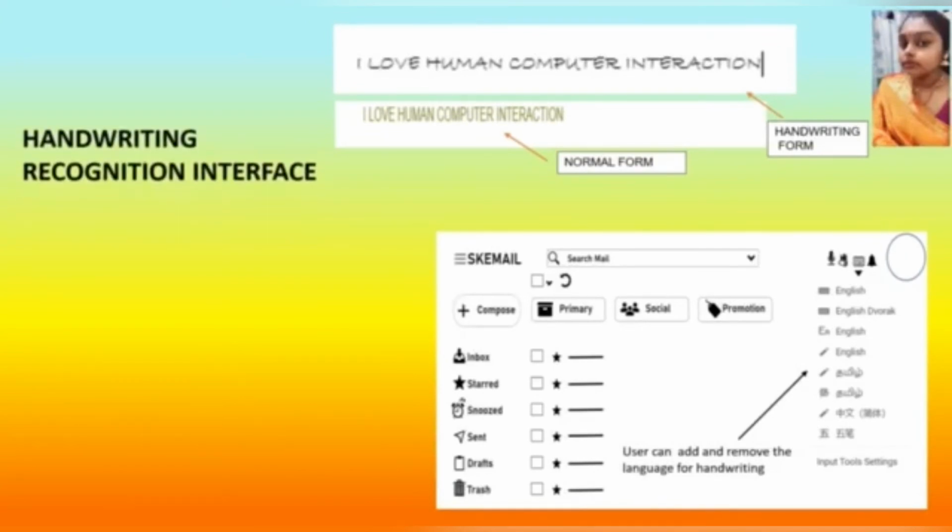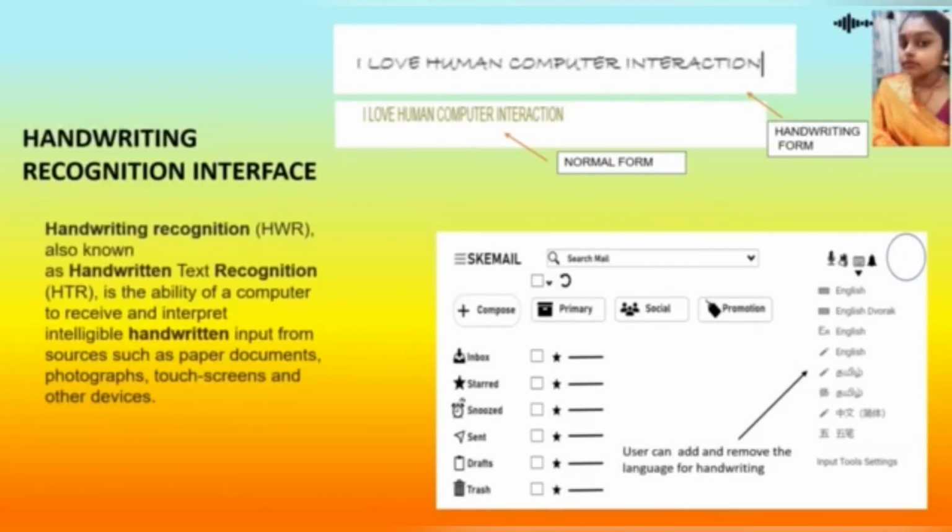Next, handwriting recognition interface. Handwriting recognition, also known as handwriting text recognition, is the ability of a computer to receive and interpret intelligible handwritten input from sources such as paper documents, photographs, touch screens and other devices. So there is an example of handwriting form and normal form. And the user can add and remove the language for handwriting over a compose page.